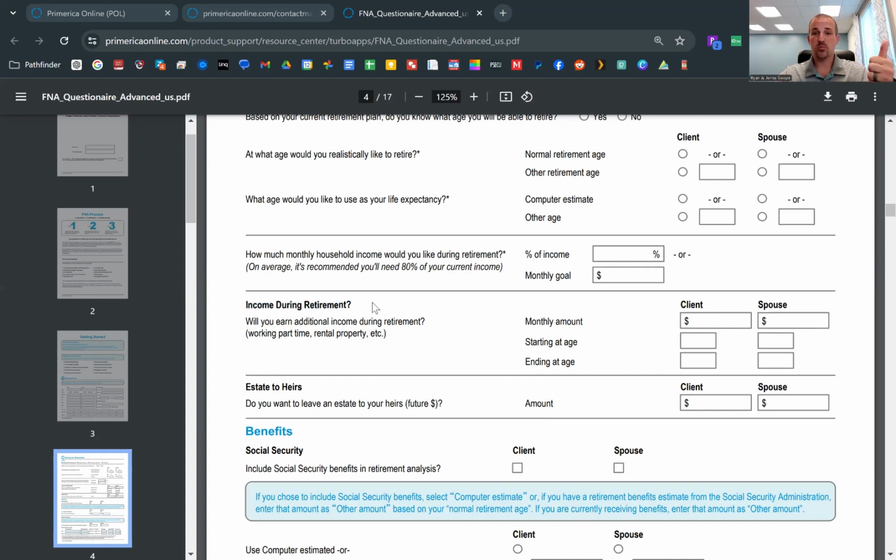Do they have multiple rental properties that they're going to plan to keep and not sell in retirement? Or do they have property that they're going to sell when they retire and they're planning on getting a lump sum of money when they move into retirement? A lot of questions to ask. I usually will not put anything if it's not pretty set in stone.